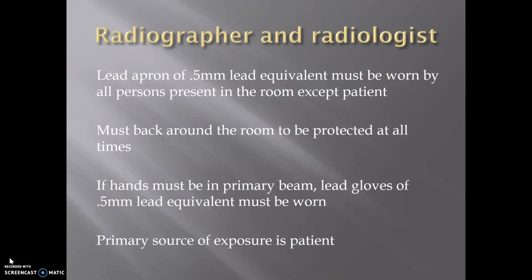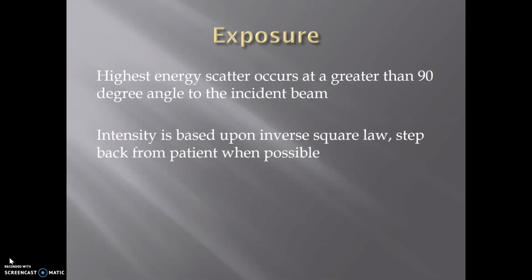Lead aprons of 0.5 millimeters of lead equivalent must be worn by all persons present in the room except for the patient. The radiographer and radiologist must back around the room to be protected at all times. If hands must be in the primary beam, lead gloves of 0.5 millimeters of lead equivalent must be worn. The primary source of exposure during fluoroscopy is the patient. The highest energy scatter occurs at a greater than 90-degree angle to the incident beam. The intensity is based upon the inverse square law, so step back from the patient when possible.